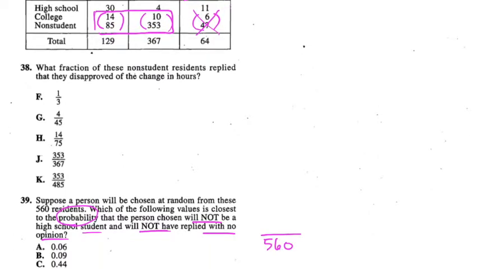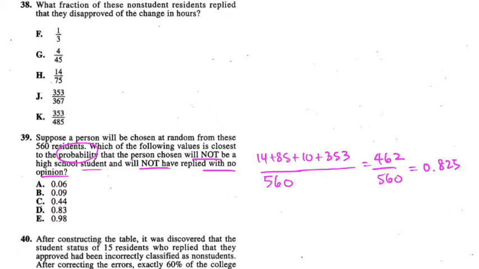So then the answer is going to be 14 plus 85 plus 10 plus 353 all over 560, which is 462 over 560, which comes out to 0.825. The answer here is D.